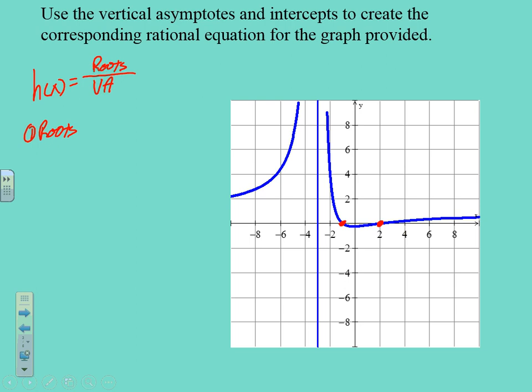So I have a root at x is equal to, that looks like about -1, and I have a root at x is equal to 2, and so the factors that would produce that would be an x plus 1 here and an x minus 2 here.